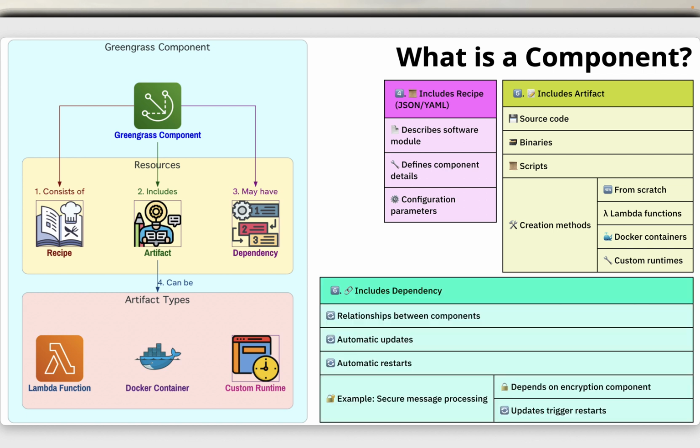And dependencies define relationships between components to enforce automatic updates or restarts of dependent components. For example, a secure message processing component can depend on an encryption component, ensuring updates to the encryption component automatically update and restart the message processing component. So for a component, there are three major parts. One consists of recipe, artifact, and dependency. And an artifact can be one of the types: Lambda function, Docker, or custom runtime.